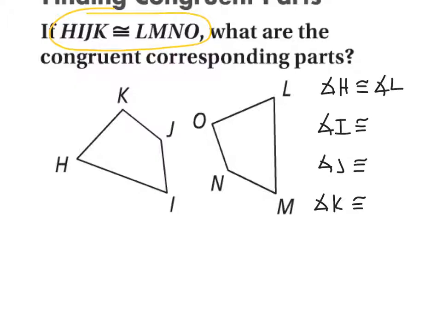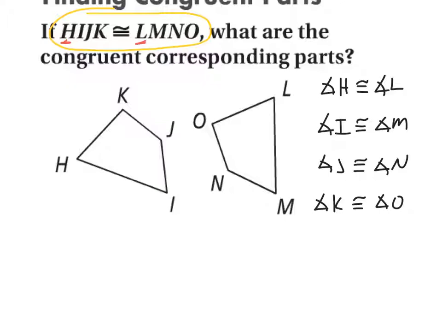Angle L. Why? Because they're the first ones listed. Angle H is congruent to angle L. Angle I is congruent to angle M. Angle J is congruent to angle N. Angle K is congruent to angle O. Correct. Okay? So now we can look at the line segments.